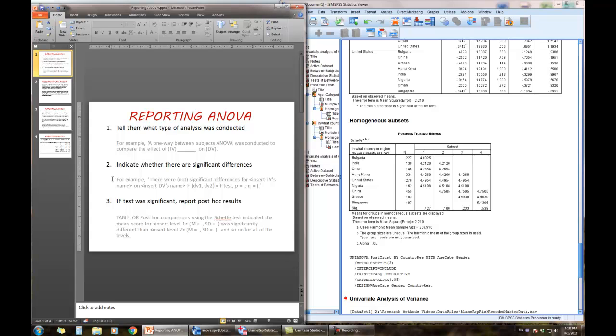Third, then, if your test was significant, and only if, then you report the post-hoc results. If your test isn't significant, you don't need to report the post-hocs. Now, most typically, when we're running tests, we have a lot of them, so we use a table. Or if you only have maybe one or two ANOVAs with just a few levels, you can write them out. So this would give you a sample script for writing them out in the text of your paper.